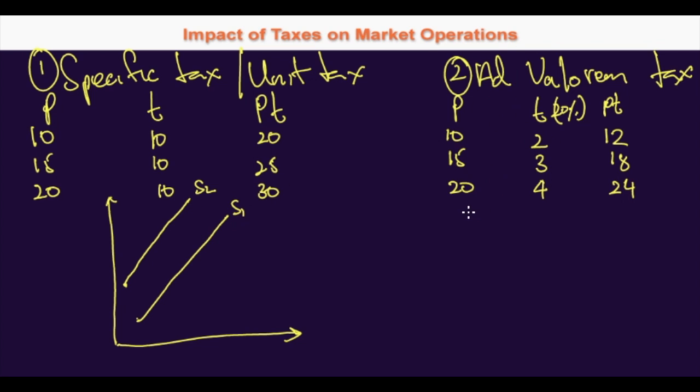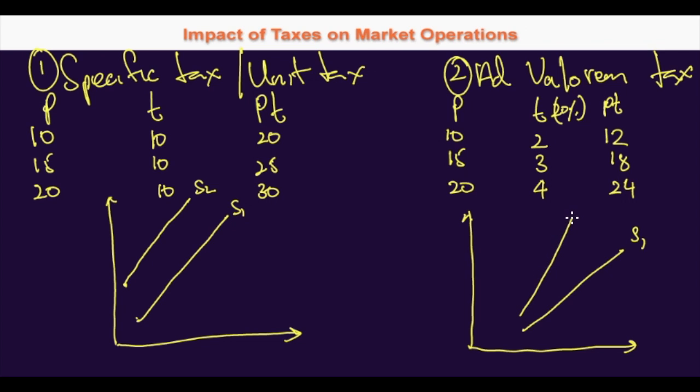However, for ad valorem tax, when the value increases, the tax also would increase. So this supply curve won't be parallel. The difference here would be higher because, as the percentage is the same but the value is higher, the amount of tax would also increase, and here it will be much lower. So this is the difference between specific tax and ad valorem tax.